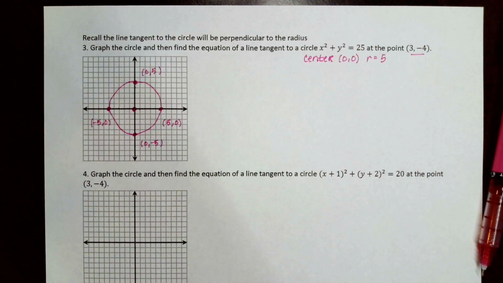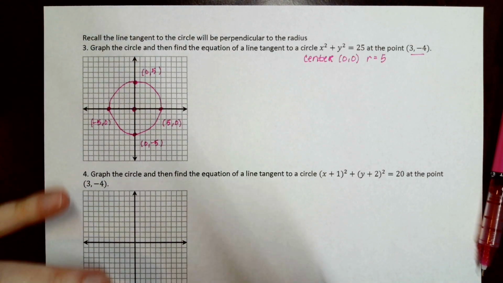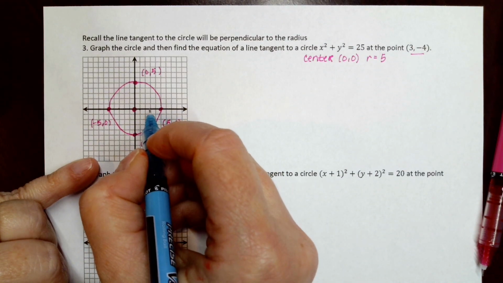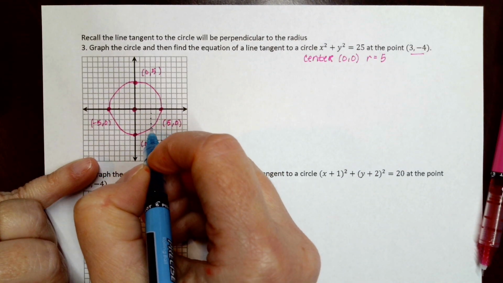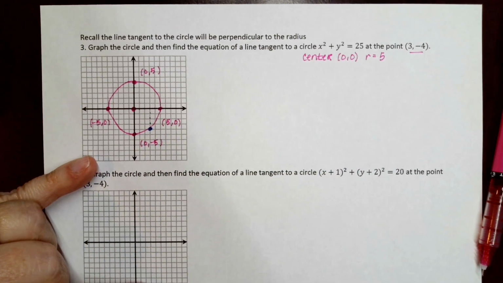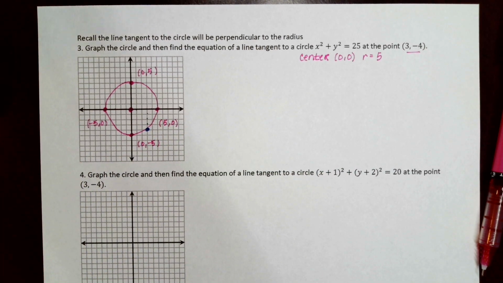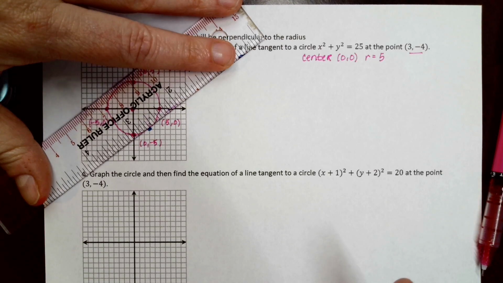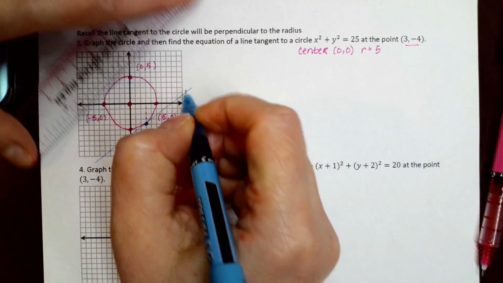Then what we're supposed to do is find the tangent line. It's got to go through the point 3, negative 4. 1, 2, 3, 1, 2, 3, 4. Oh, it's not terrible. A tangent line is going to hit exactly once. Sorry, I lost my ruler. All right, here's the ruler. Here's my line, give or take.